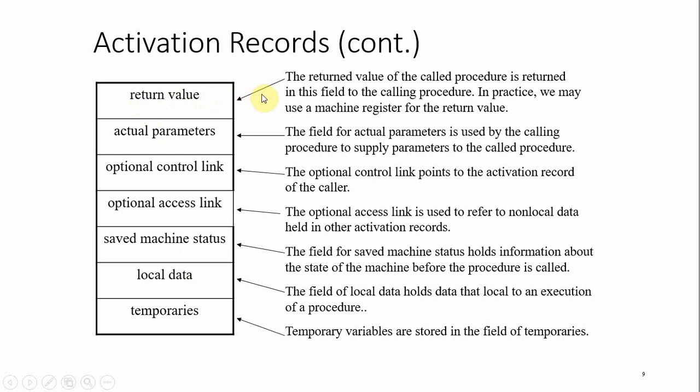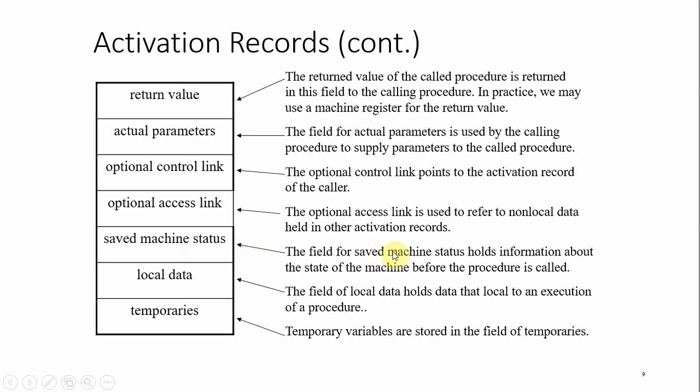The return value, which will be written from the called function to the calling function, will be stored in the first block. Then we will have the actual parameters, meaning the input of the procedure, which will be coming from the calling function. And the optional control link will hold the activation record of the calling function.